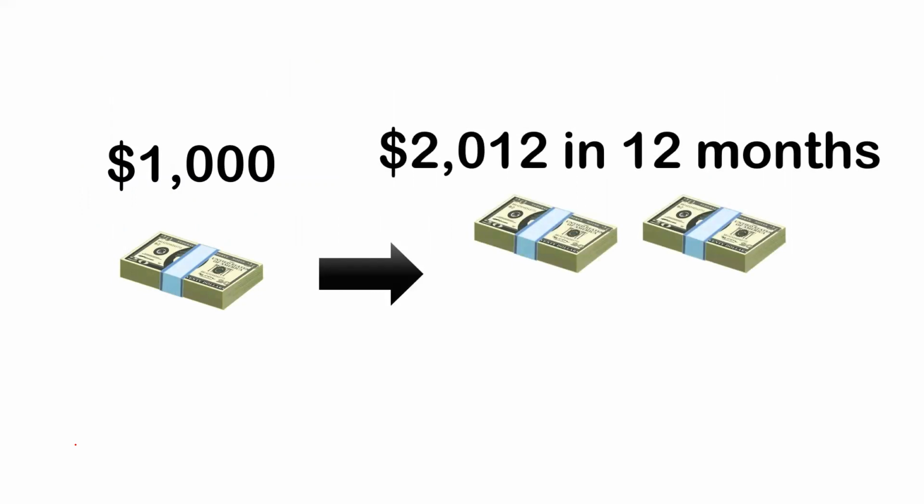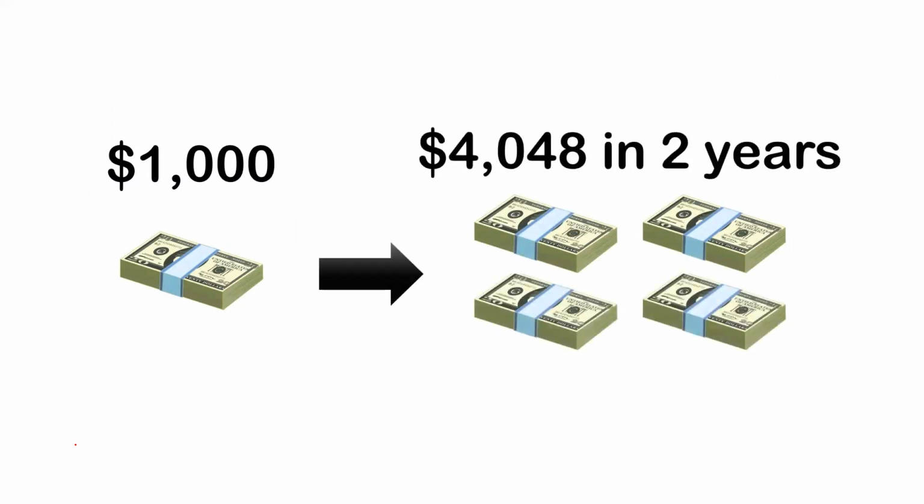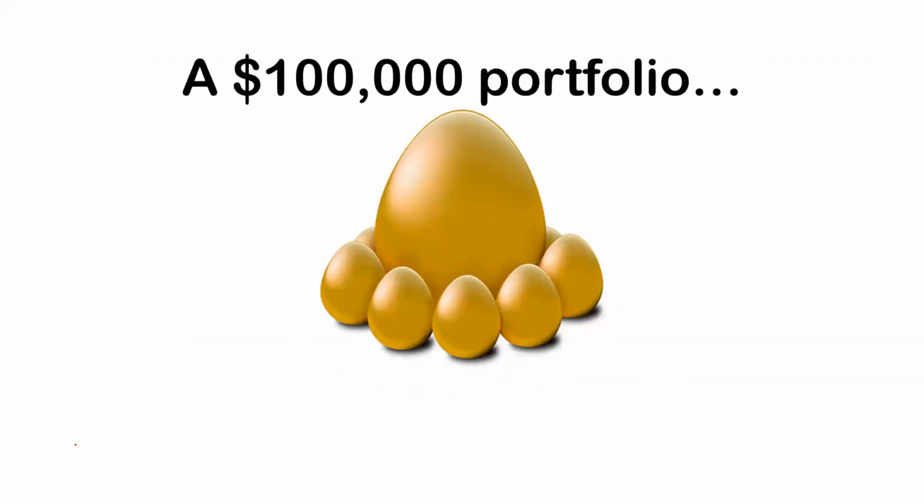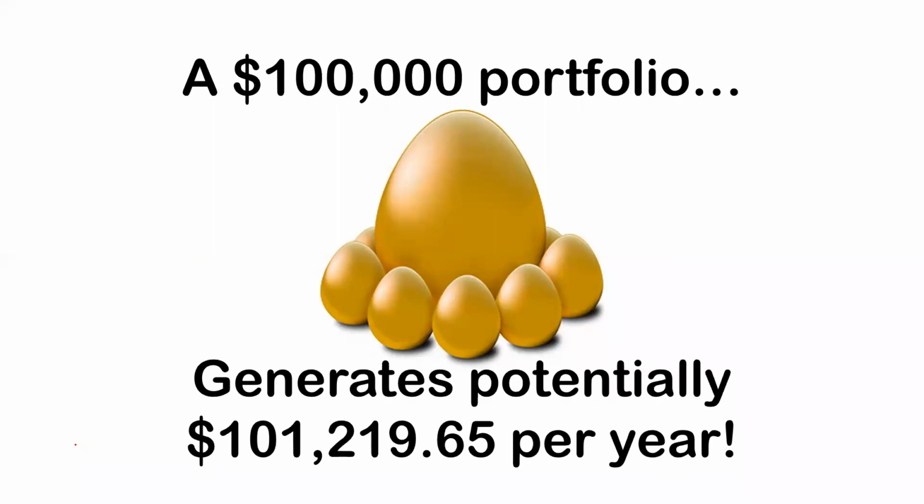So what does that mean? That means if I start with a $1,000 portfolio, and a lot of folks who work with me start with as little as $1,000, you could have that much in 12 months. You could have $4,048 in 2 years, about $33,000 in 5 years. And in 10 years, you're a bona fide millionaire. But even better, if you grow your portfolio to $100,000, then every year you're pulling in $101,219.65.